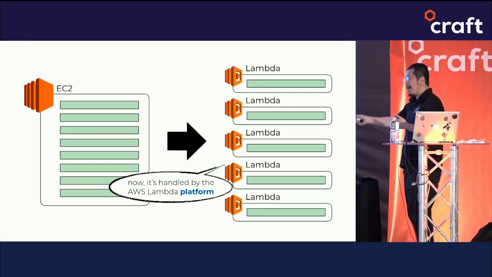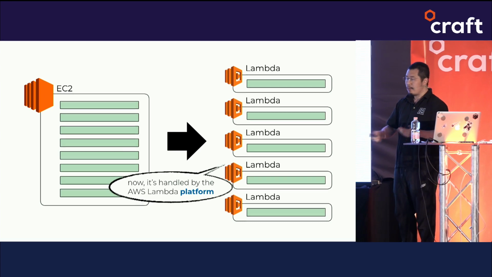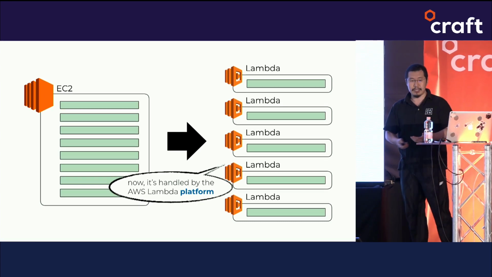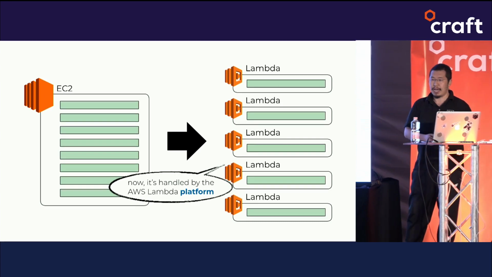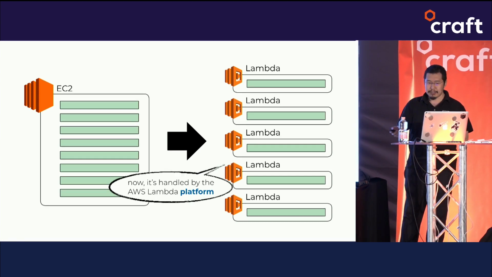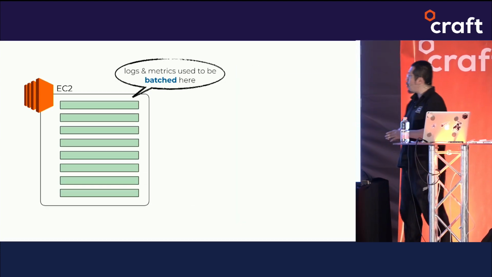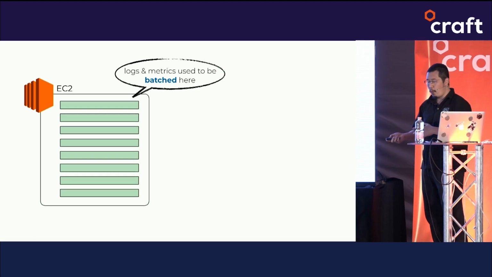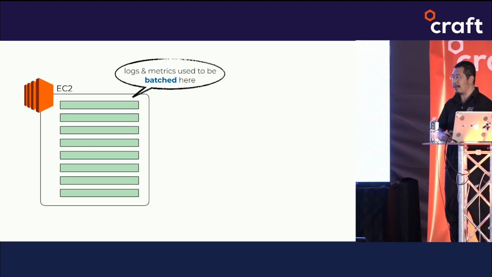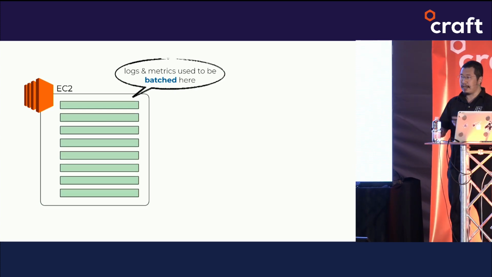One Lambda function invocation will only handle one request at a time, which is actually pretty good because my code is drastically simplified. I don't have to worry about all this concurrency anymore. But at the same time, we also lose some economy of scale, whereby before all this monitoring data could be aggregated and batched at the instance level.